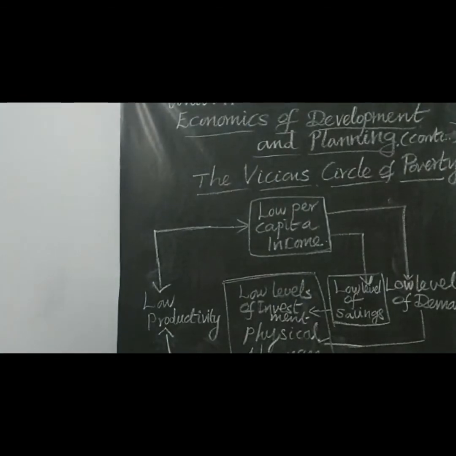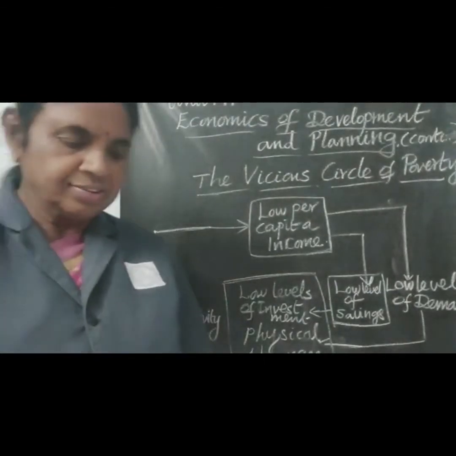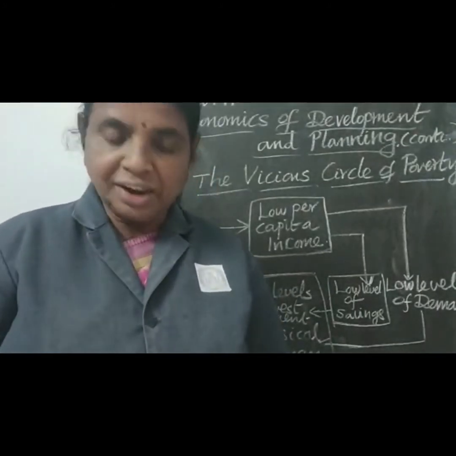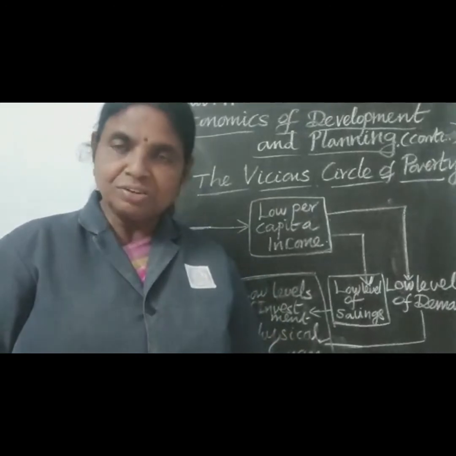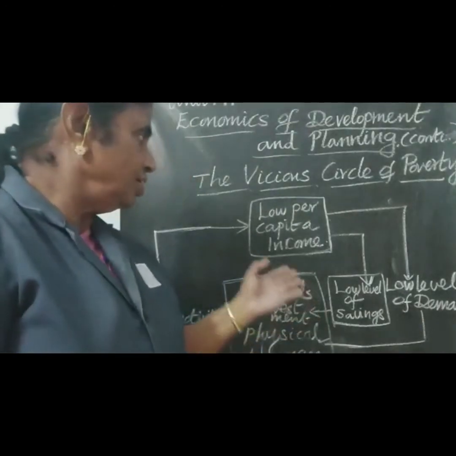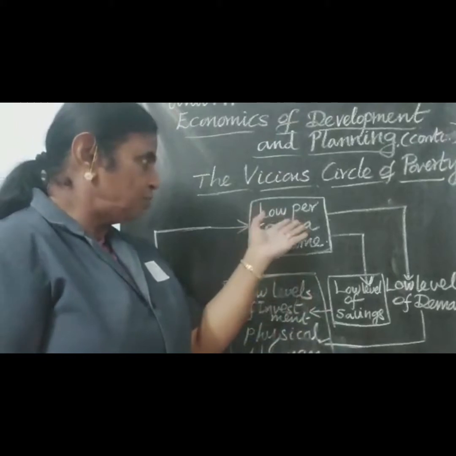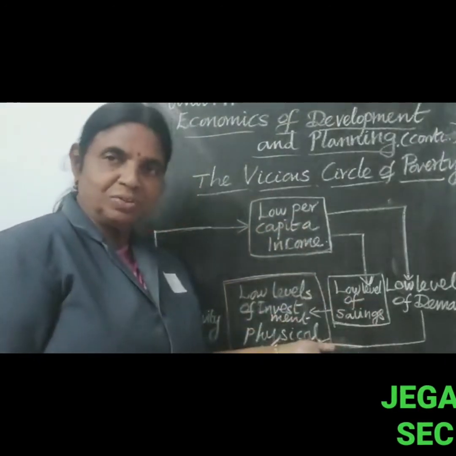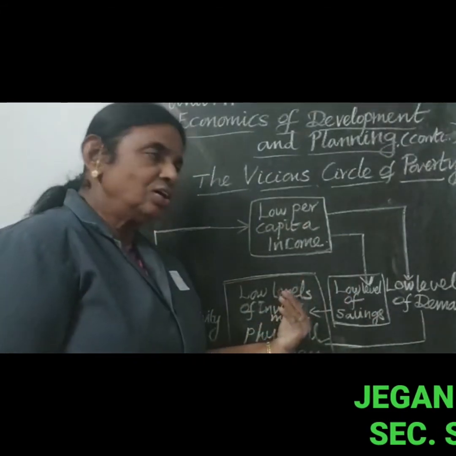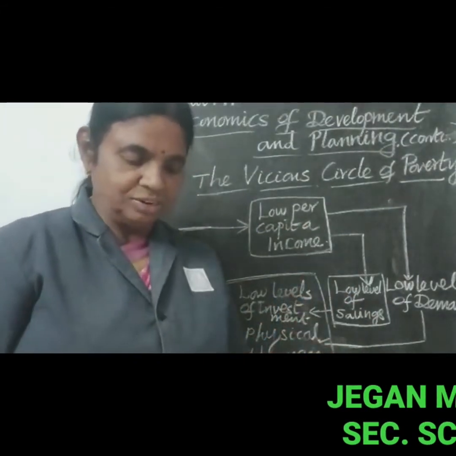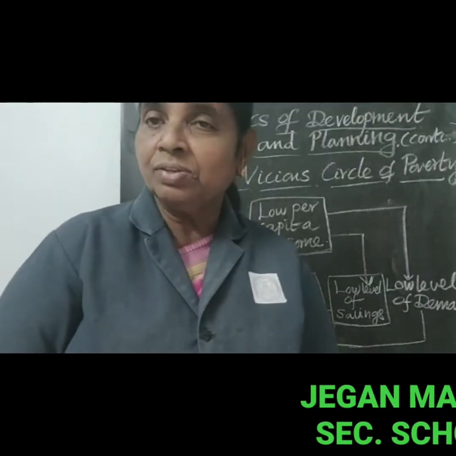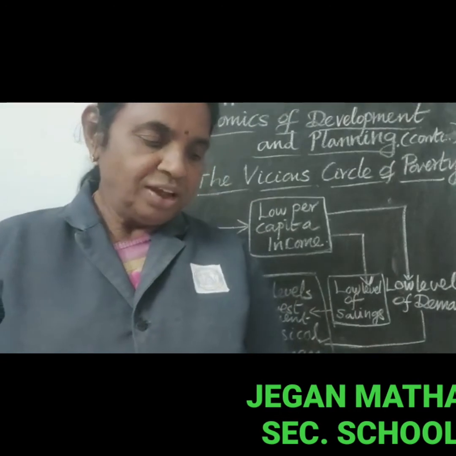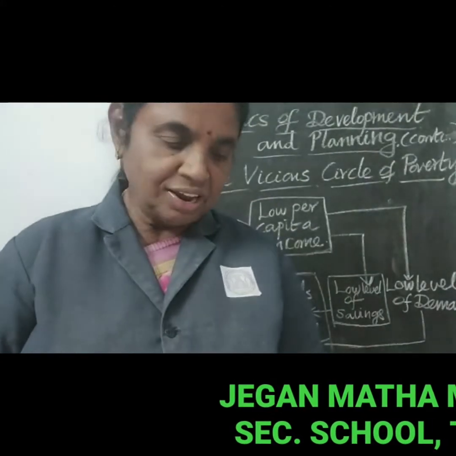The vicious circle of poverty is associated with a low rate of saving and investment on the supply side. We can clearly see this: low per capita income results in a low level of savings, and as a result, low levels of investment.